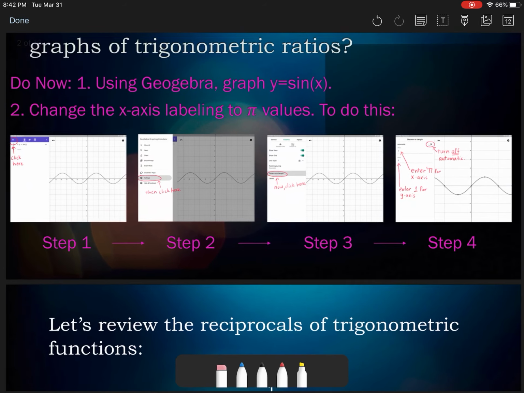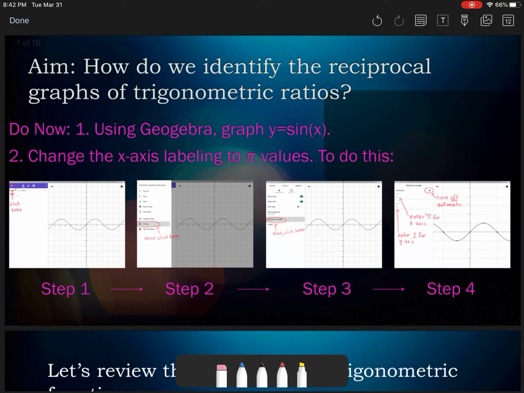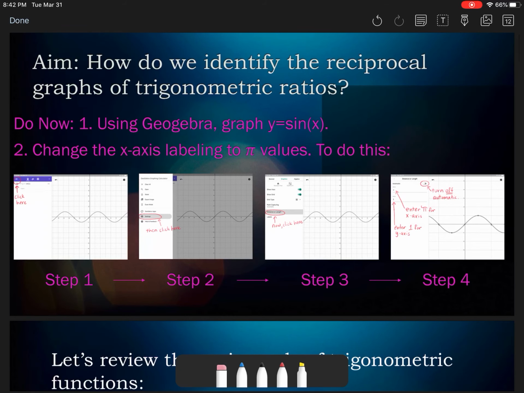Hi everyone! Today we are going to learn how to identify the reciprocal graphs of trigonometric ratios. I know that sounds really complicated, but I assure you it's not. Once we're finished with this, you will be fine and you will understand everything that we will be learning today.